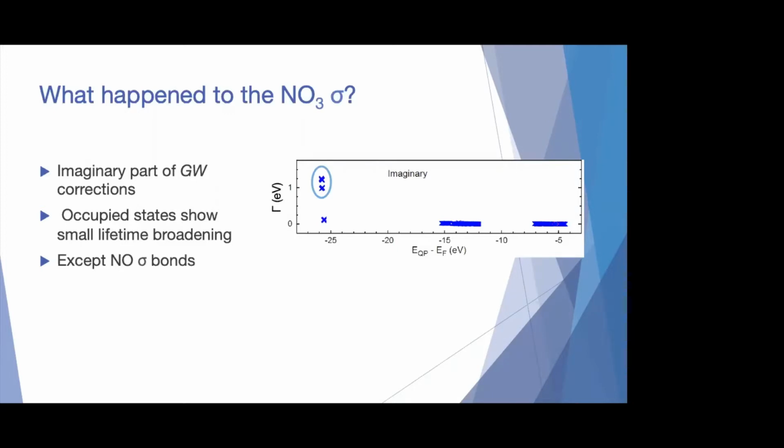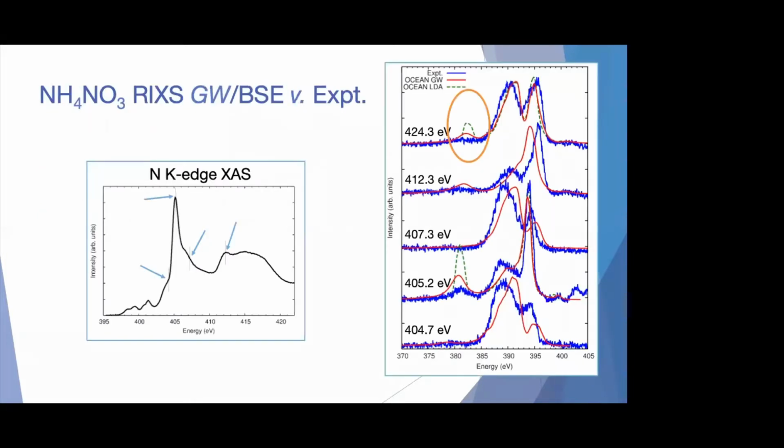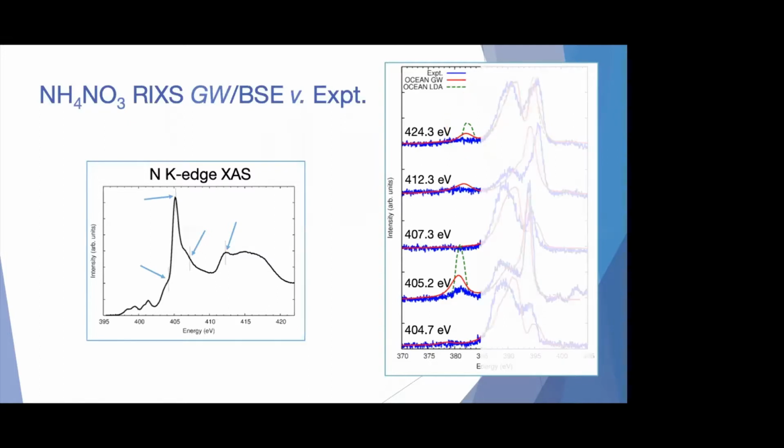So now what we do is we roll the contributions, the GW corrections, into our calculation itself and see how that changes things. We can see now in red are the OCEAN calculations using GW corrections versus the green dash, the OCEAN calculations just using DFT through the local density approximation. There is a large scale difference down here at the nitrate sigma bonds, and a significantly improved agreement between the experiment and theory when we account for this relatively short valence lifetime.